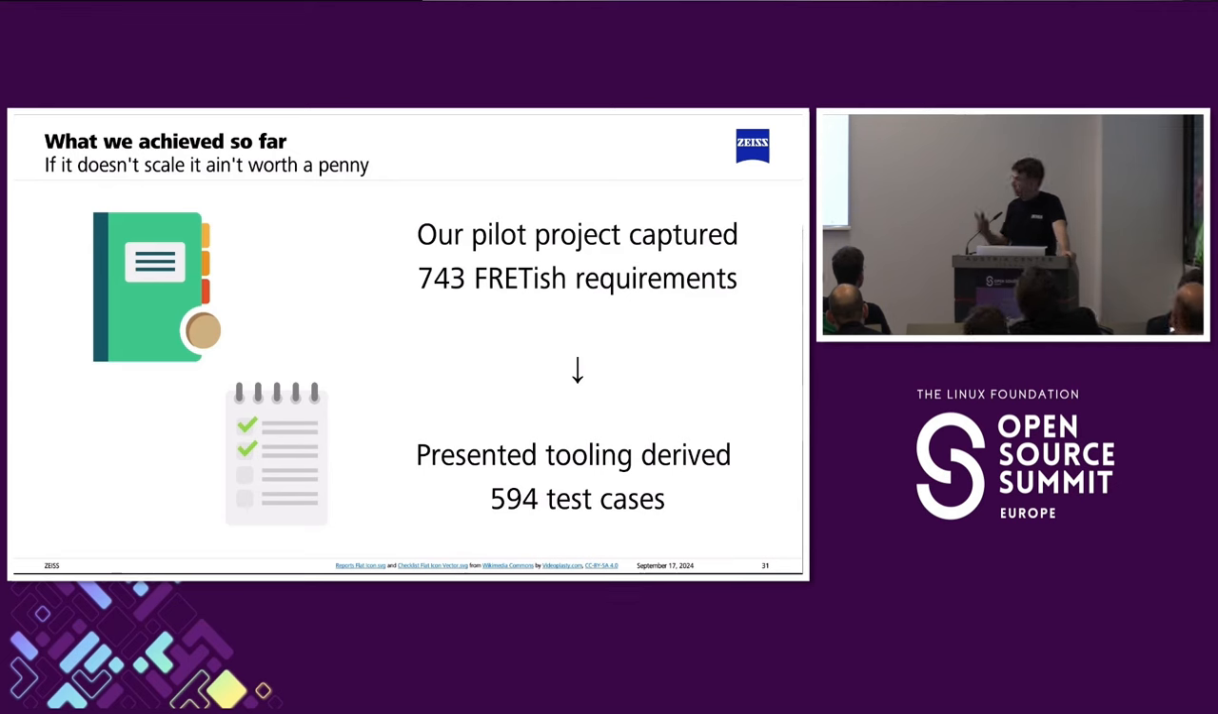Maybe when you look at this number, you may be wondering why there are fewer test cases than requirements, and that is just because of the maturity of those requirements. We have cases where, for example, thresholds are not yet defined in the requirements, there's a TBD, so the tooling that we presented cannot derive automated test cases from those requirements. Looking at it from the positive side, this tool provides us a kind of maturity metric.